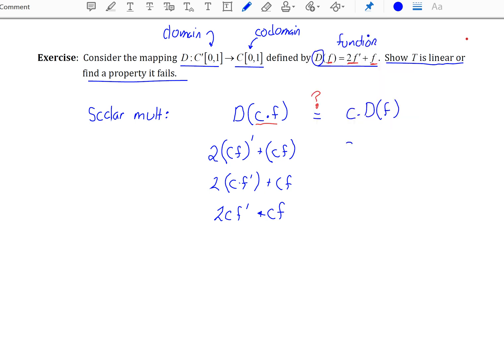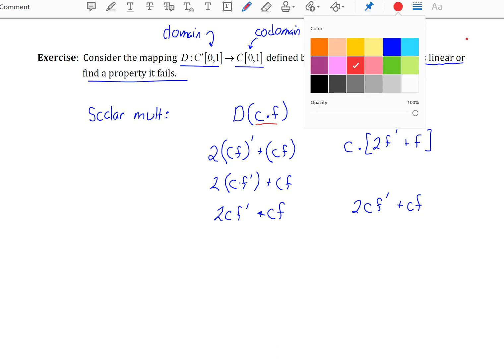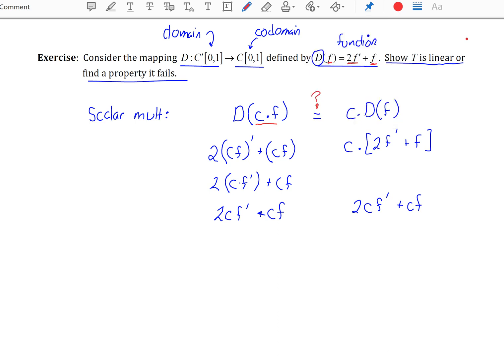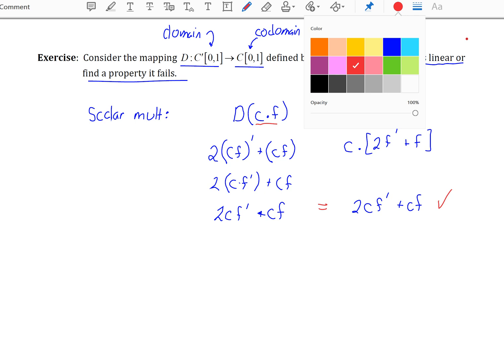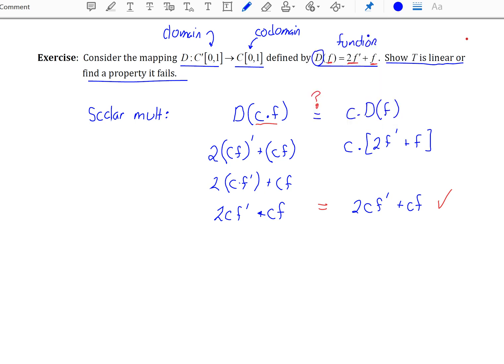So here we're going to look at a scalar times D of f, but D of f is going to be 2 times the first derivative of that function plus the function. Of course, if we distribute the c, we'll get 2cf' plus cf. So notice that the left side is equal to the right side, and we have shown that D does preserve scalar multiplication. So now let's move on to vector addition.